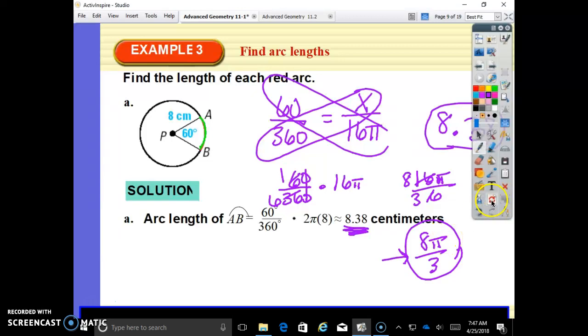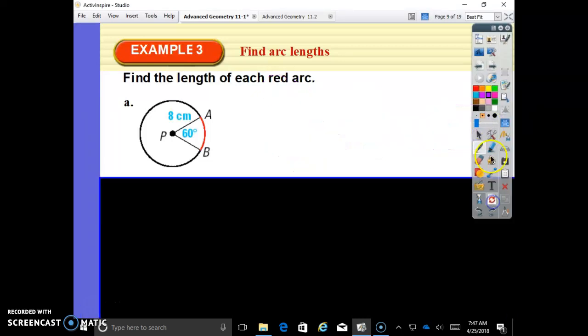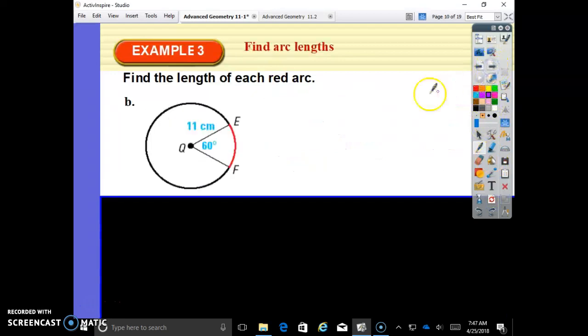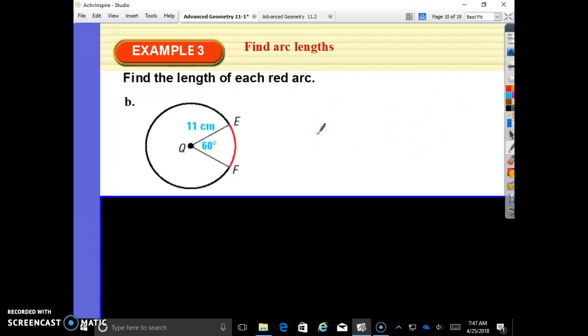The equivalent equation, or sorry, equivalent expression. So equations have an equal sign, expressions do not. Make sure you remember that on the EOC. Equations have an equal sign, expressions do not. All right, so moving on. Find the length of each red arc. Pause the video and try this one on your own.